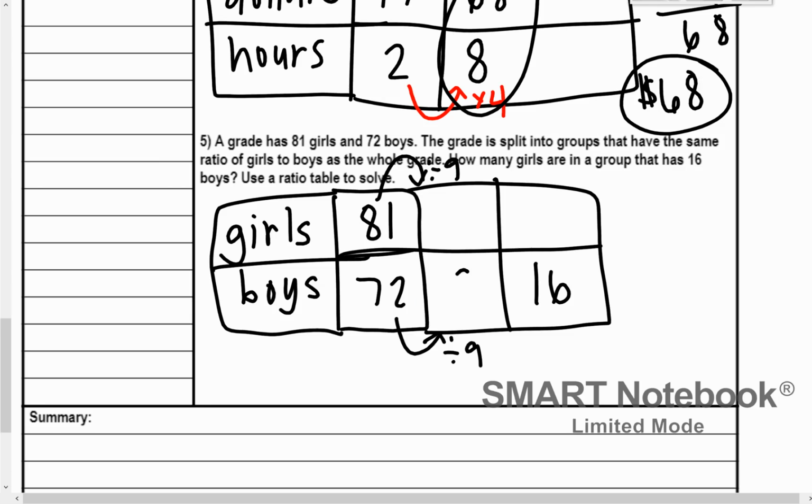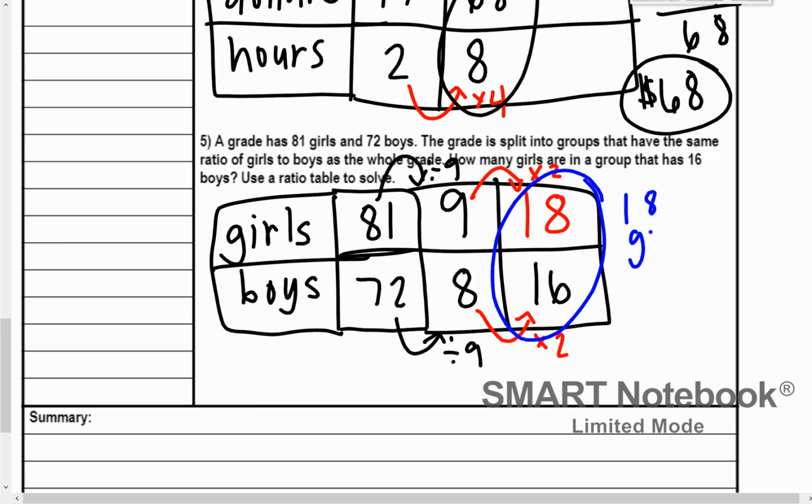And 72 divided by 9 is going to give me 8, which really helps me because it's easy to go from 8 to 16. I just double it. 81 divided by 9 is 9. All right, so then I just have to do 8 times 2, 9 times 2. So the number of girls that would be in a group would be 18. So our answer would be 18. So we'd circle it. Girls. Okay. That's it. All right.